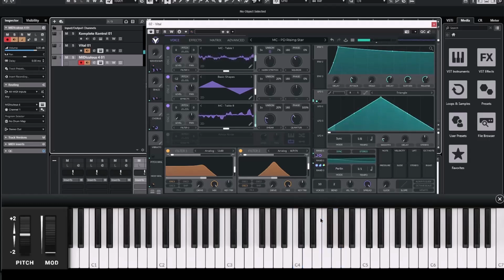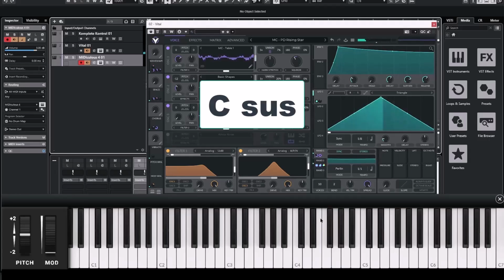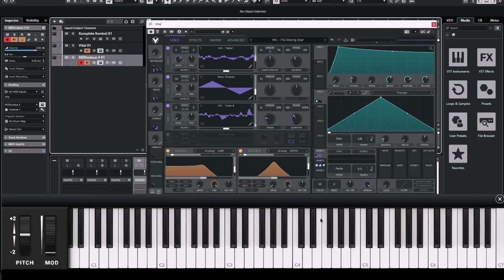Now, typically in music notation, it would just be written as C sus. It is assumed that if you are suspending a chord, you're going to suspend the fourth. So that would be C sus. However, there is also a C sus2. We'll get onto that in a second.